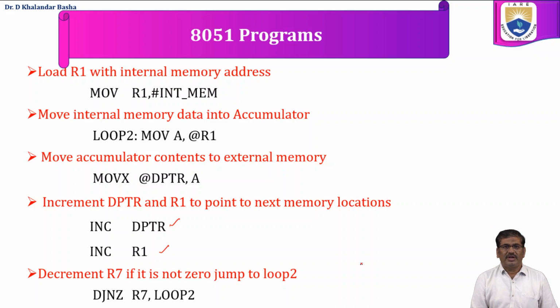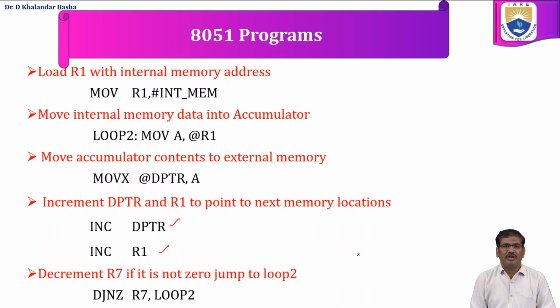As for each data transaction the count has to be decremented, we go for DJNZ. As the count is specified in R7, decrement R7. If it is not equal to zero, then jump to loop 2. This loop 2 will be executed depending upon how many memory locations of data are to be transferred.